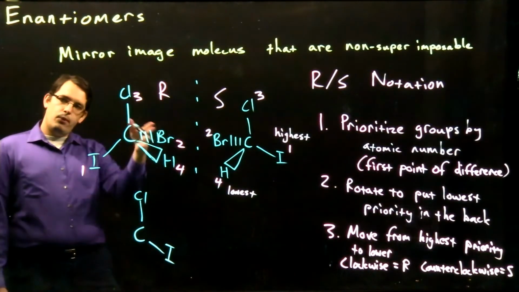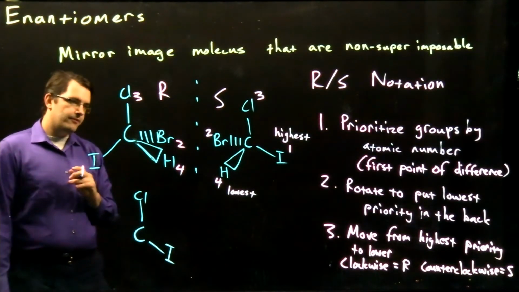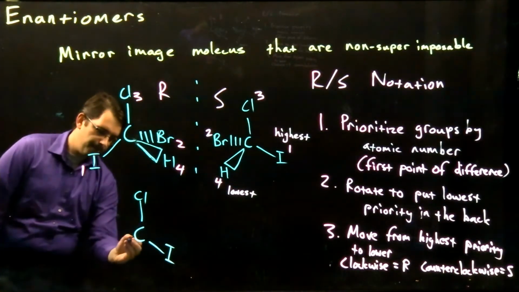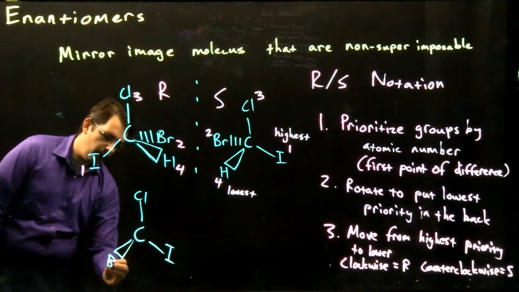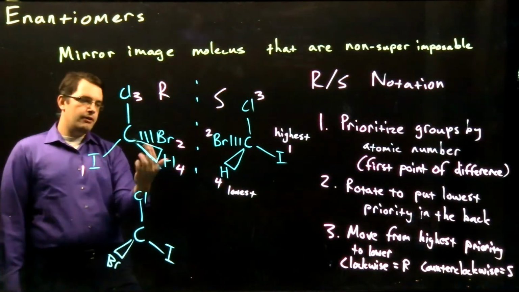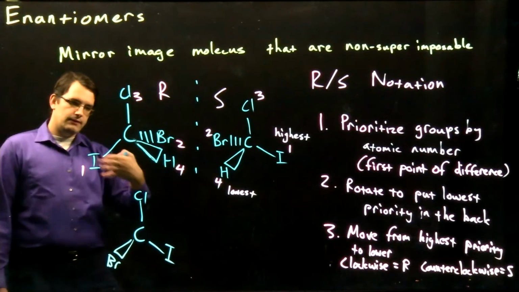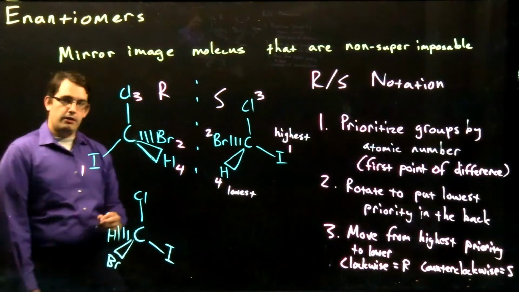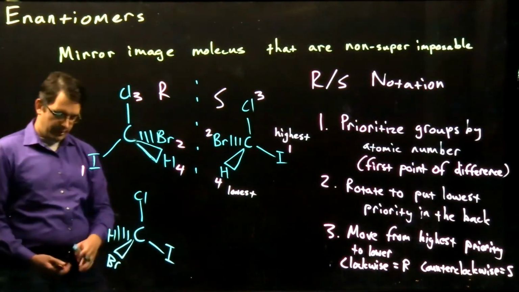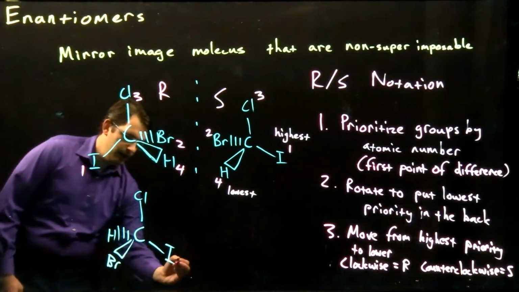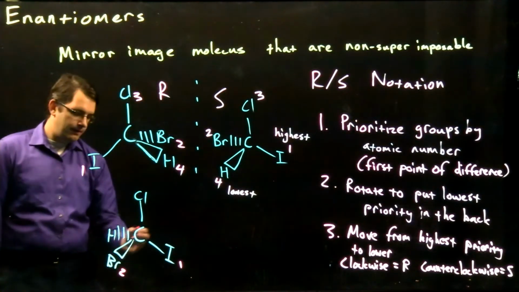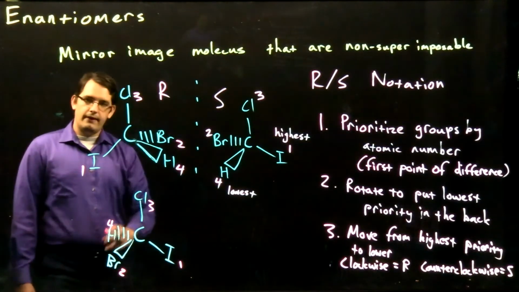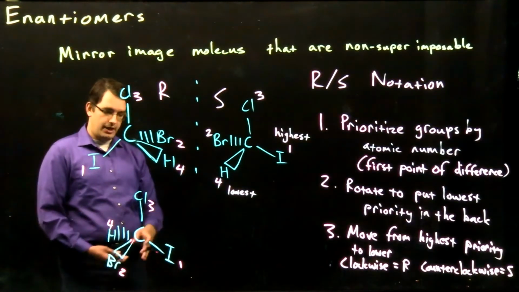Now my bromine was pointing back away from me. Now since it's flipping around, it's going to be pointing towards me. So my bromine ends up on the wedge coming out towards me. My hydrogen was coming out towards me. Now it's going to be flipping over and pointing away from me. So I put my hydrogen on the dash, going away from me over here. Now I'll just quickly rewrite my priorities. 1, 2, 3, 4.